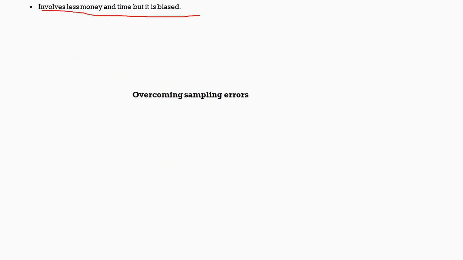Okay, next is how to overcome sampling errors. The major reason for sampling errors is that we do not take proper measures while carrying out the sampling. One reason is that the proper method will not be chosen for picking the sample. That is an individual perspective. So we need to consult experienced people while picking the sample. That is the first one.